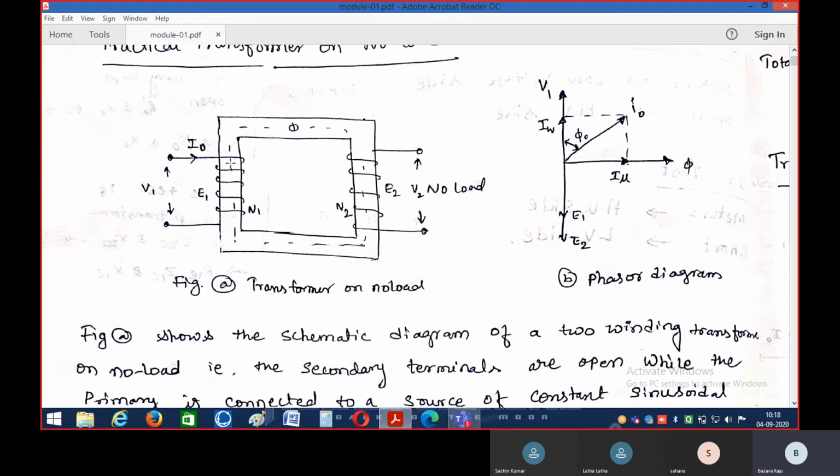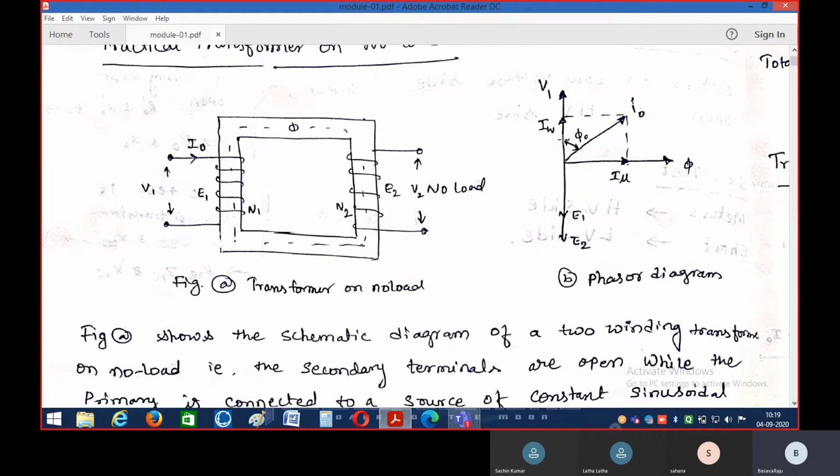Whatever this no load current I0 is, this I0 is again split into two currents. One is the magnetizing component of current, which is responsible for the production of magnetic flux in the transformer, and the other is the working component of current. The magnetizing component of current is denoted with I mu. This magnetizing component of current is in phase with the working flux. That is why, since the magnetic flux is in that direction, the magnetizing component of current is in the same direction.